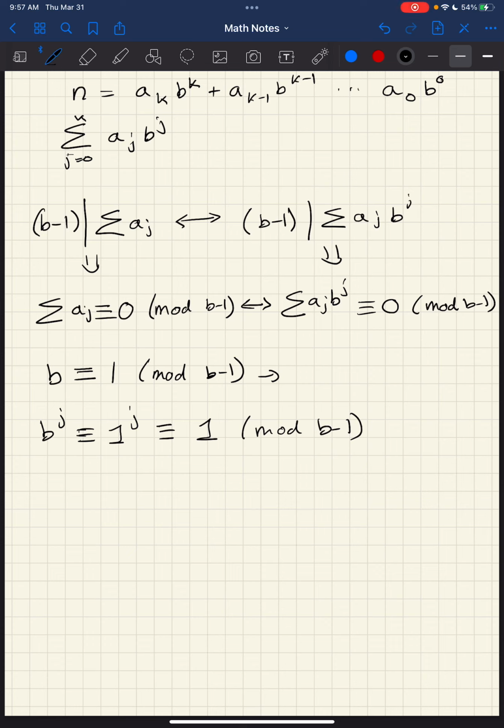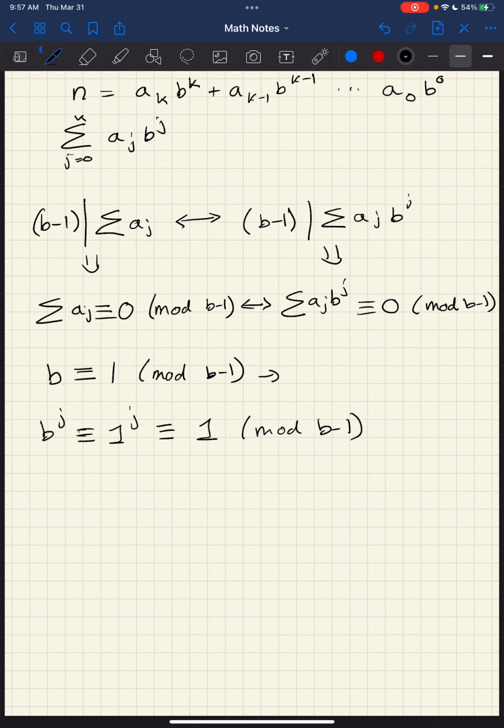We know that b is congruent to 1 in mod b minus 1, and so that means that we can substitute 1 here for b, and so we get 1 for any b to the j. So for example, in base 10, if we have 10,000 and we divide that by 9, we should get some number and a fraction 1 over 9, right? And that's true, because it's 1 plus 1 over 9, 999 over 9.